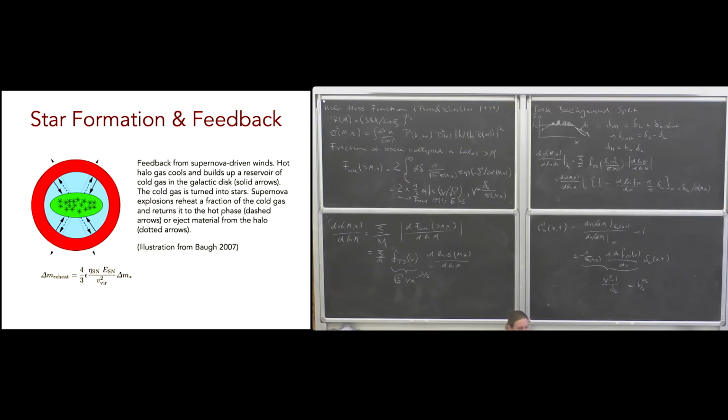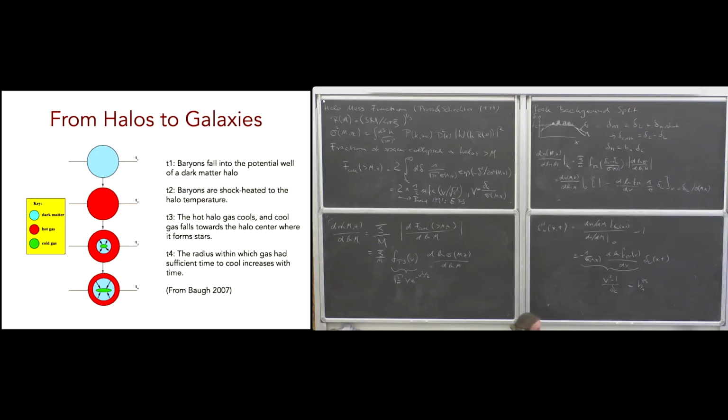Most of the models that actually go through this process that I described here are so-called semi-analytic models, which means that they start out with merger trees generated from simulations or extended Press-Schechter, and then just follow the gas within those halos.